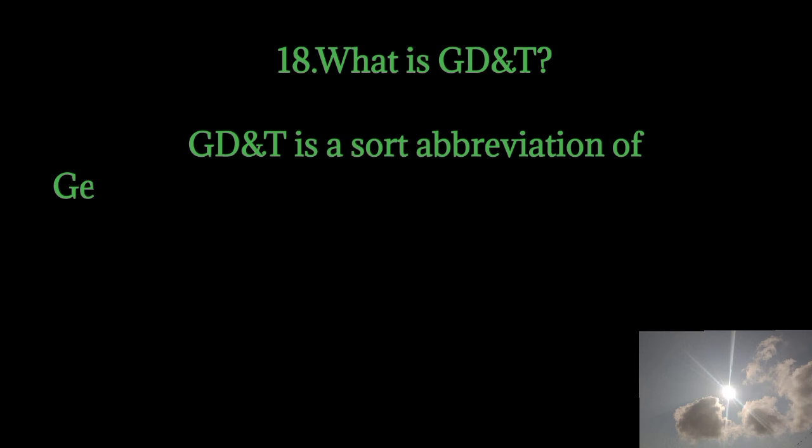18. What is GD&T? GD&T is a short abbreviation of geometric dimensioning and tolerancing. It is a system which defines engineering tolerances.